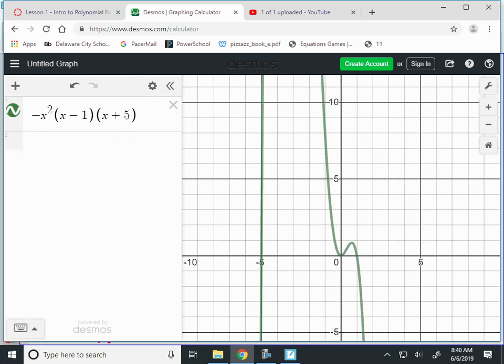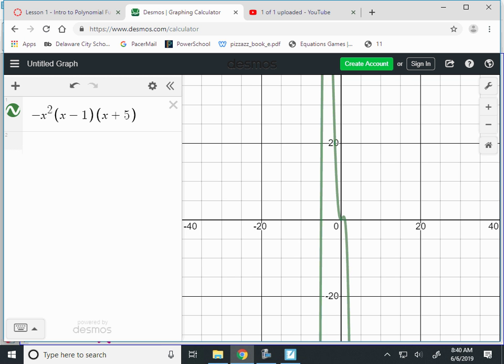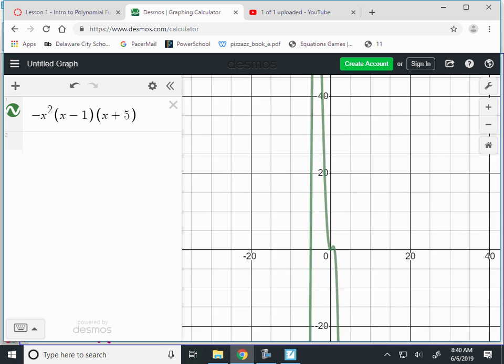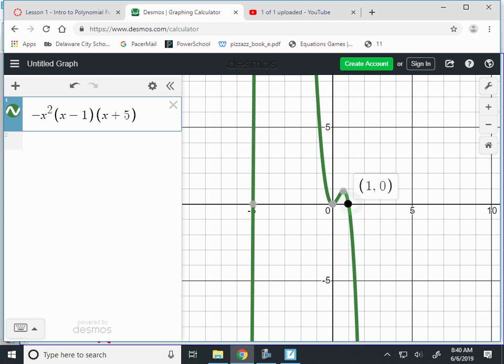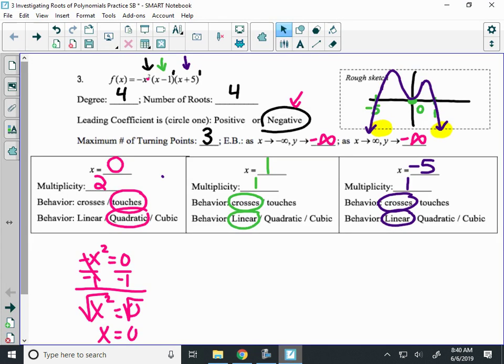And that's what your picture looks like, which is pretty much what you drew, just really stretched out. You come up, down, bounce off at 0, and come back through at 1. All right, let's try one more, number 4.